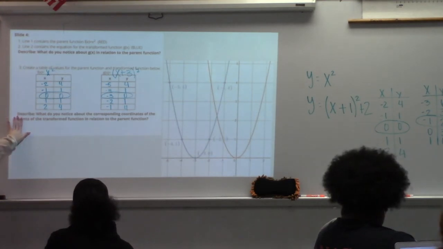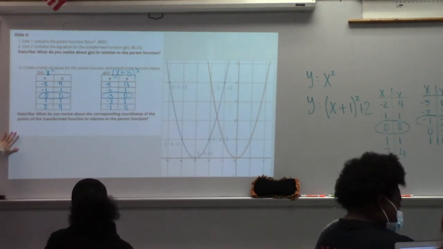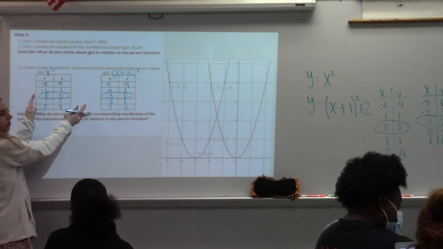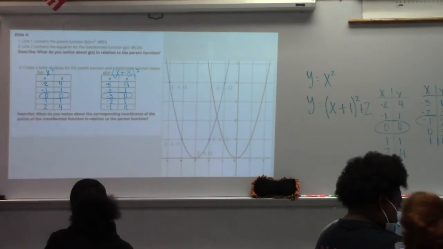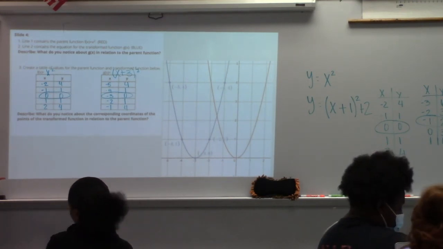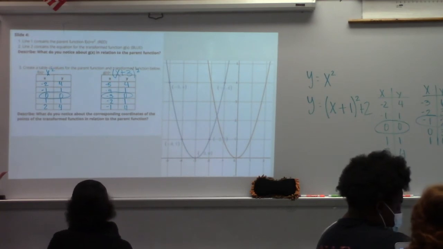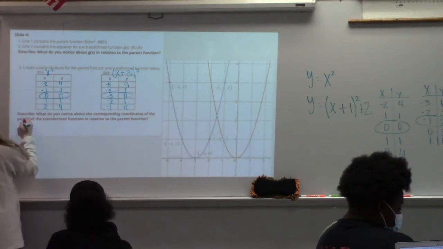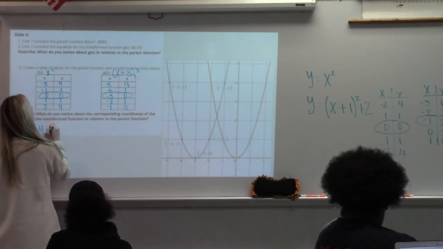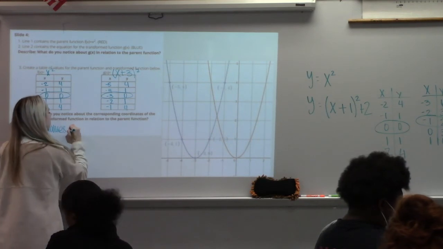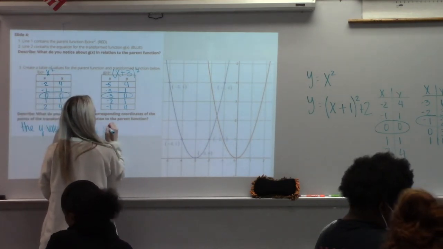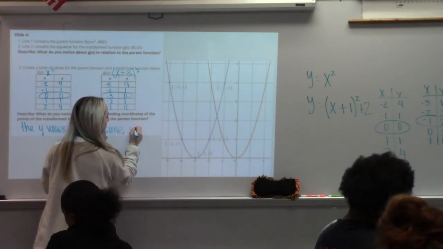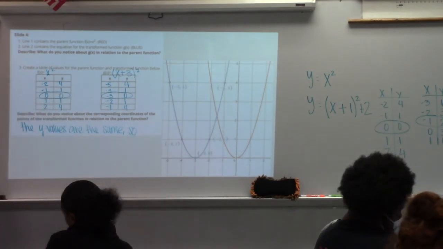Okay, so when we answer this question, what do you notice about the corresponding coordinates of the points of the transform function in relation to the parent function? How can we say this mathematically? The Y values are the same on each. Okay, right, we can make that note. So we said the Y values are the same. So that indicates what kind of change? Horizontal change. Okay.